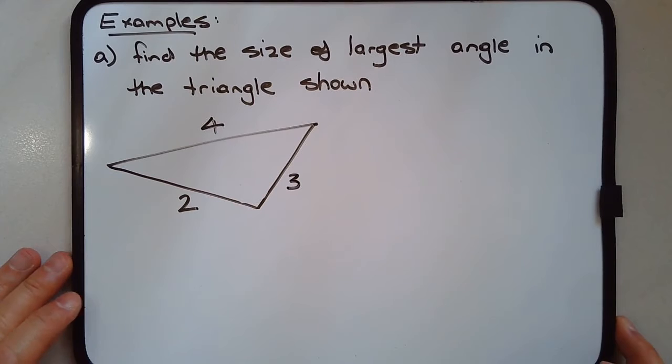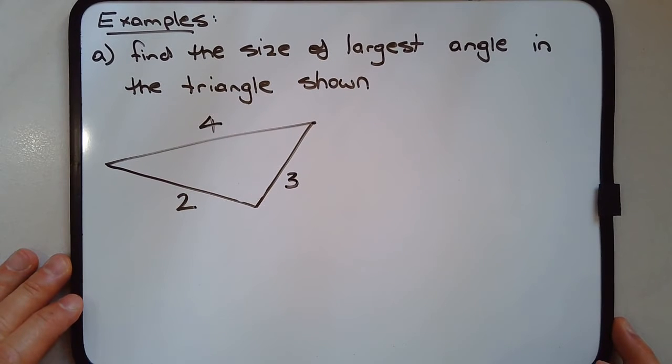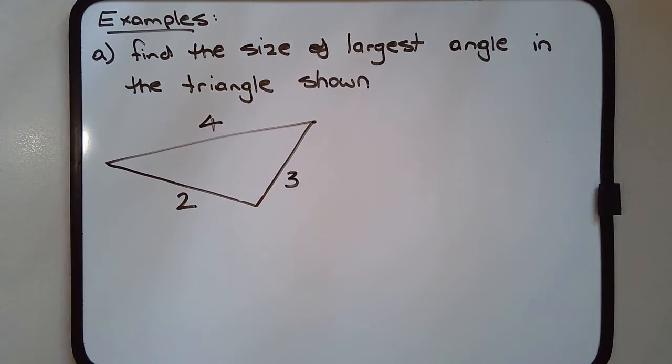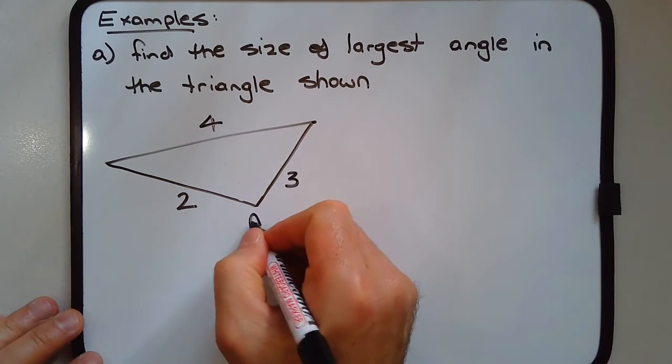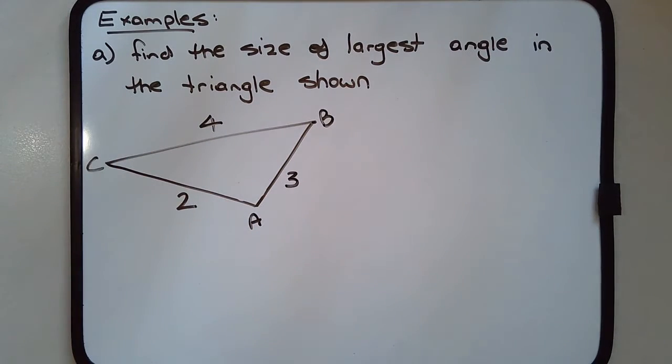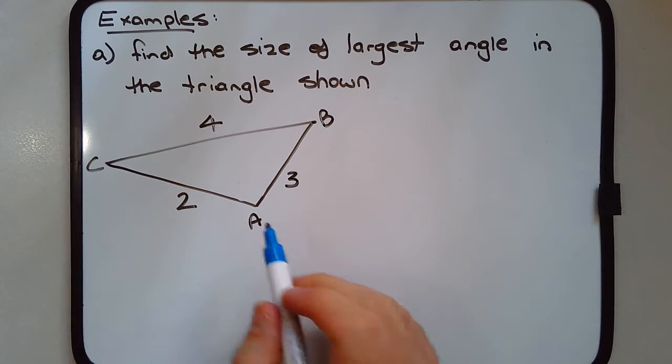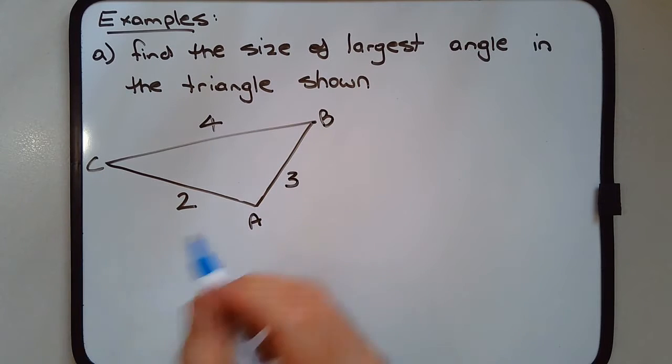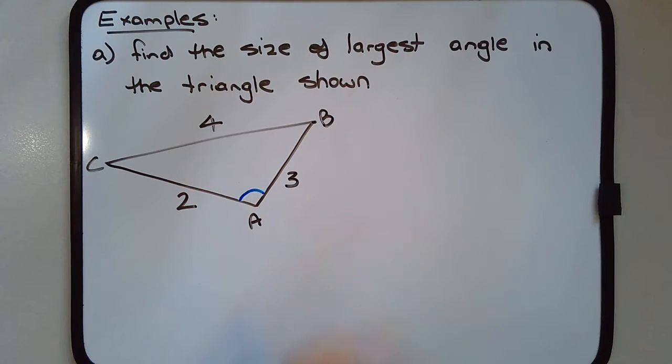Find the size of the largest angle in the triangle shown. So the first thing to note is where the largest angle is. I'll just put some labels there on the vertices. So we have triangle ABC. The largest angle will be opposite the largest side. I could have used any letters really, so I've just kept it simple here for the purpose of this demonstration.